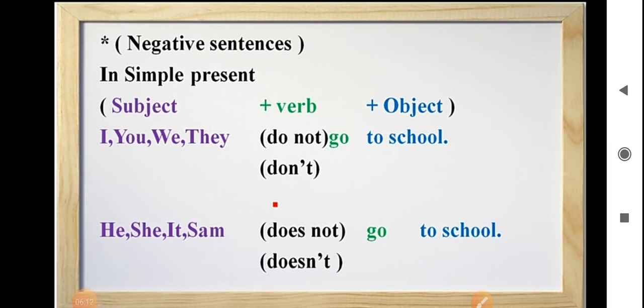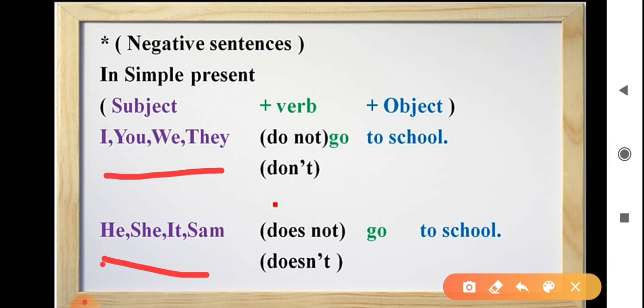For negative sentences in the simple present tense, we use do or does with a negative word. Do is used with plural subjects, does is used with singular subjects. See examples. I do not go to school. You do not go to school. We do not go to school. They do not go to school. Take the second one. He does not go to school. She does not go to school. It does not go to school. Sam does not go to school.